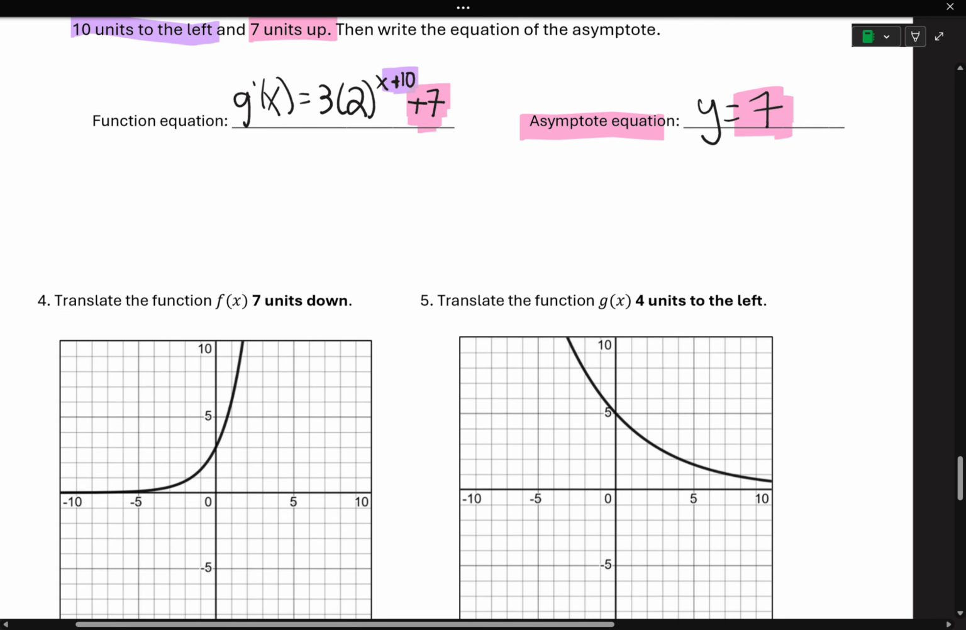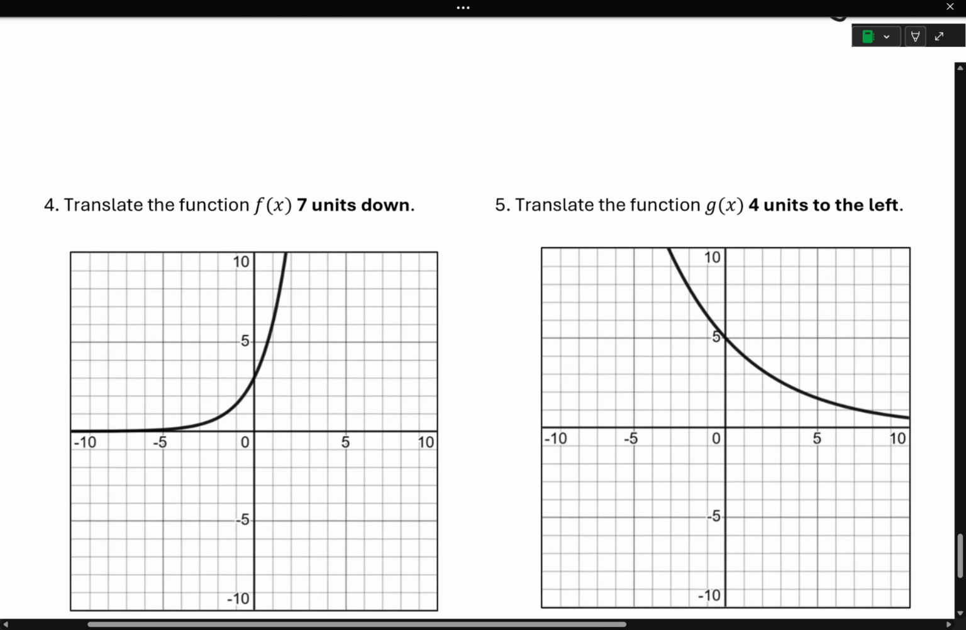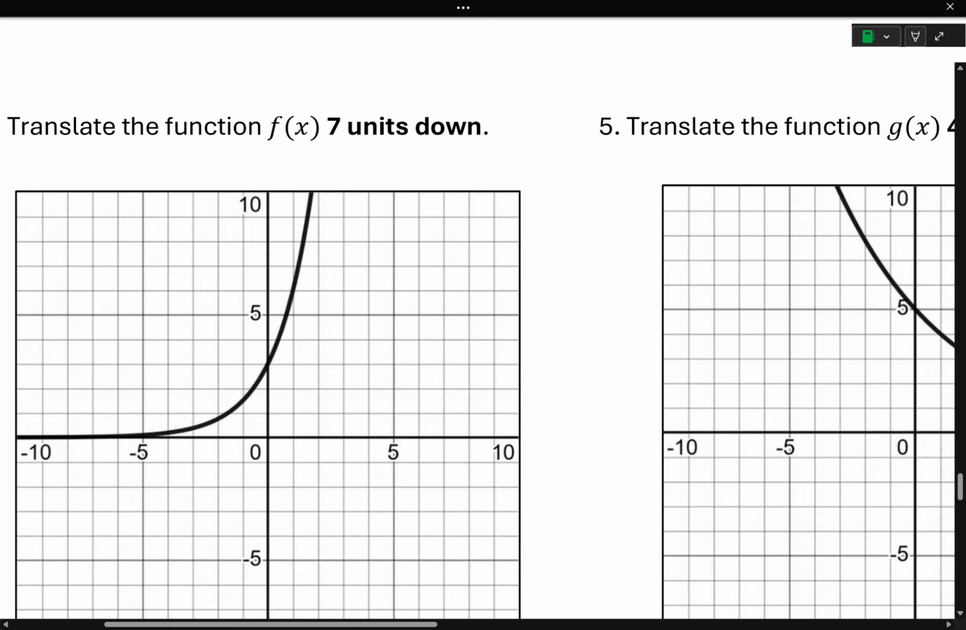Okay. Number 4 and 5 are going to seem silly, but let's do it. We're going to translate the graphs instead of translating the equations. All right, this is how we do it. I find a couple of nice points, so points that are whole numbers. So let's use this one and then this one. Yeah, those are the only nice ones. Then I'm just going to move them down and create my graph.